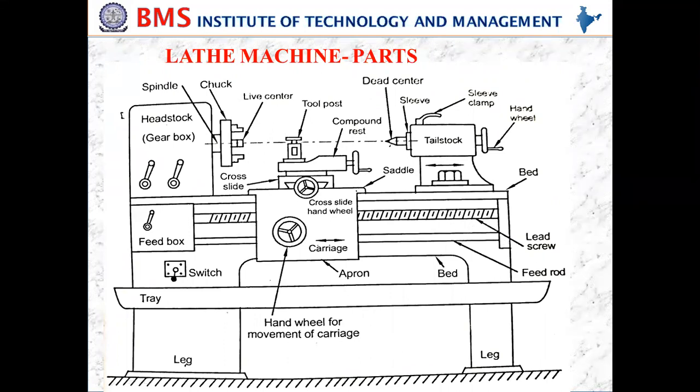At the top of the bed, see here, this is the top of the bed. These two lines are called guideways. When we take the 3D view, I will explain there what the guideways are. And these guideways are for accurate movement of the carriage and tailstock.